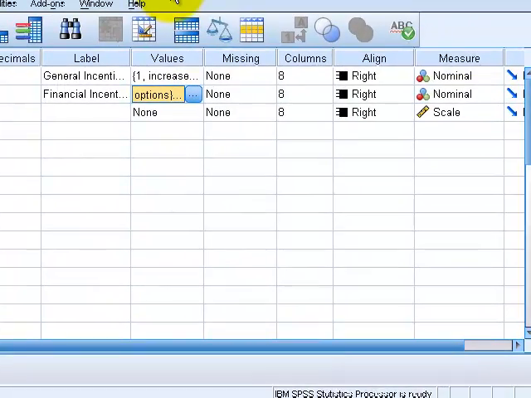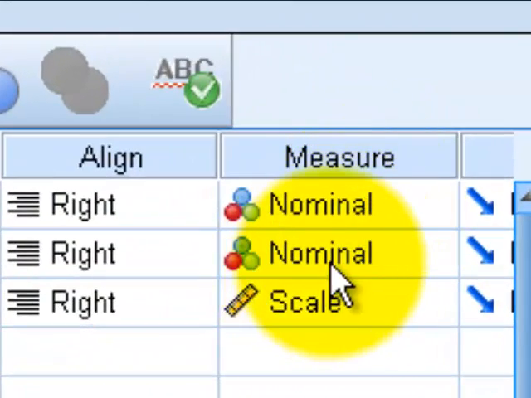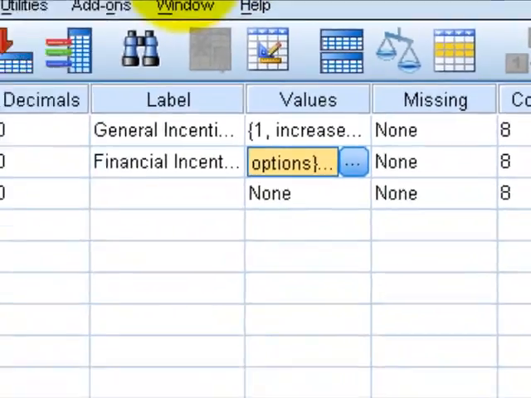Okay. And then you had to identify which was which, right? So here's the benefits is a nominal. The financial incentives is a nominal. And of course, the auto sales is a scale number. We're just going to count those.